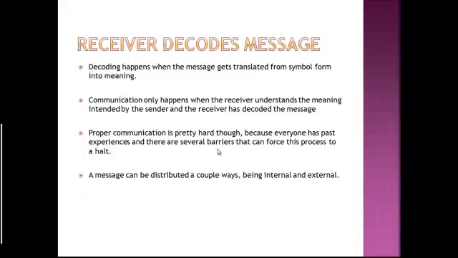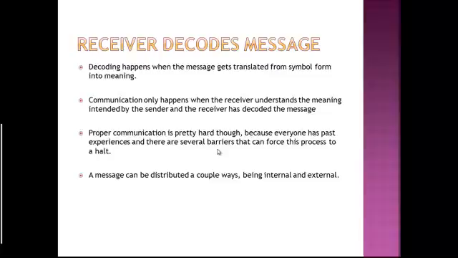Next we go to the receiver decodes the message. Decoding happens when the message gets translated from symbol form into meaning. Communication only happens when the receiver understands the meaning intended by the sender and the receiver has decoded the message. Proper communication is pretty hard though, because everyone has past experience and there are several barriers that can force this process to a halt. A message can be disrupted a couple ways, being internal and external.